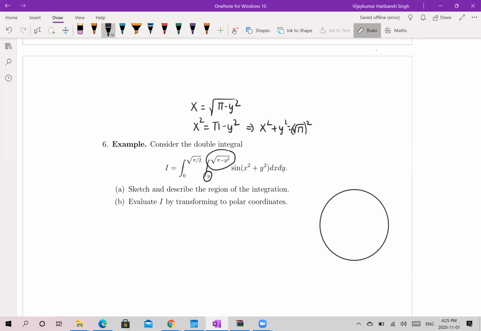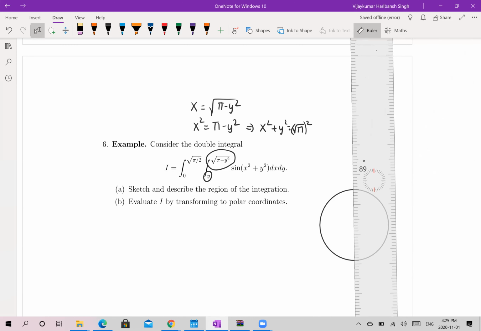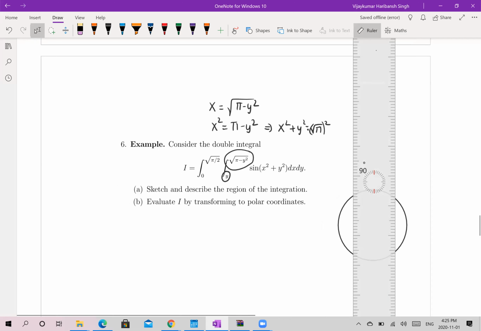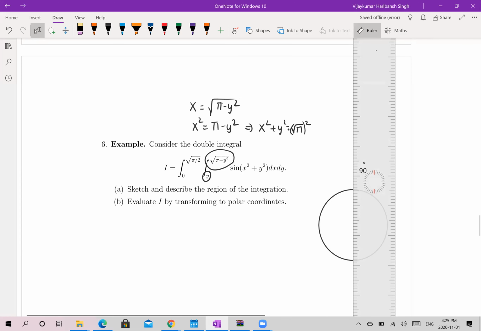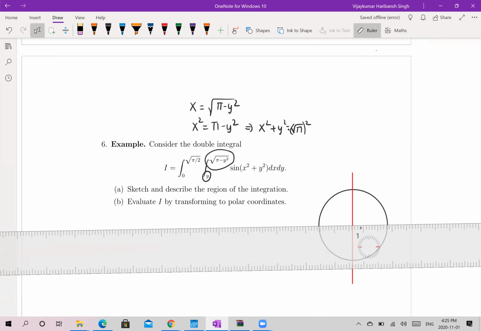So I will draw this region. So I need a circle of radius. So let me draw the x-axis. This is my y-axis. This is my x-axis.